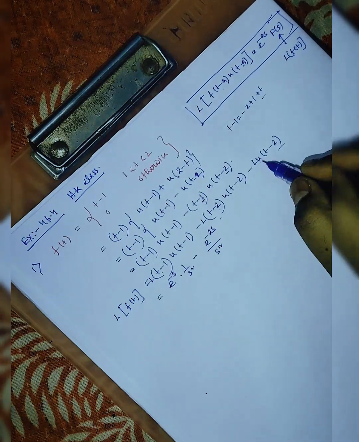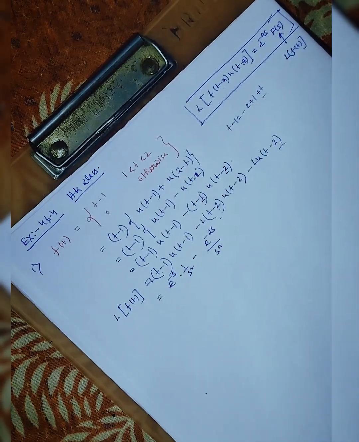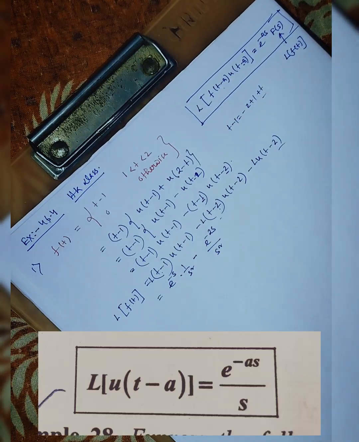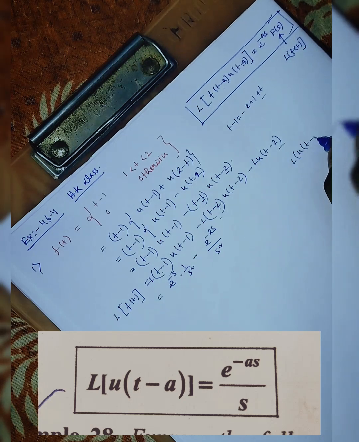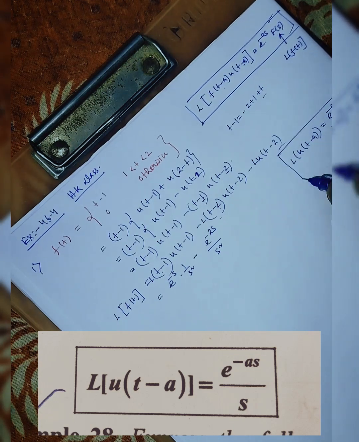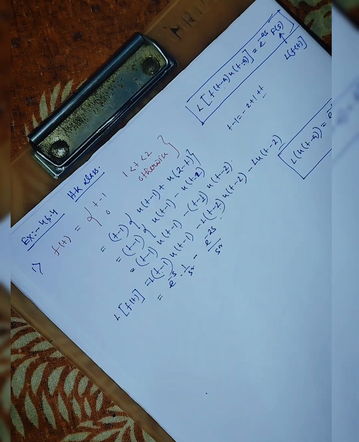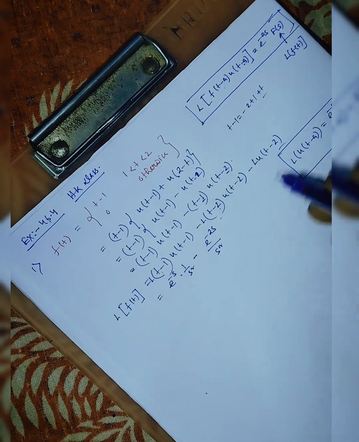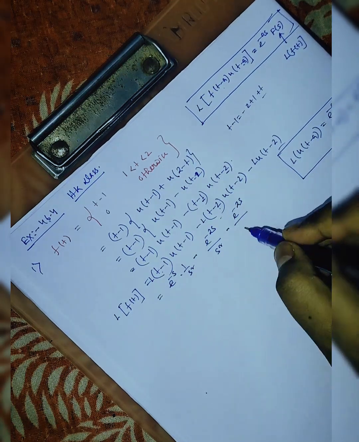And here for L of u of t minus 2, you can't use this formula. In H.K. Das it is written that L of u of t minus a equal to e to the power minus a s by s. I can prove it mathematically, and the proof is also given in this book, but I don't need any proof. I just need to solve the problems, so I am not going to prove this here. So L of u of t minus 2, you can see that a equal to 2, so minus e to the power minus 2s by s. So this is the answer.